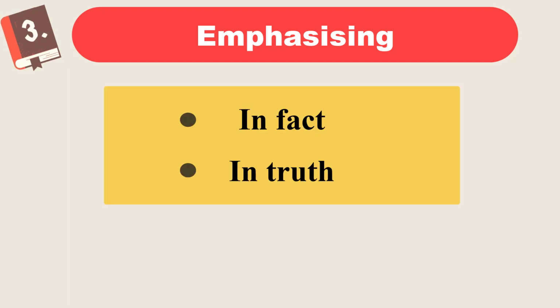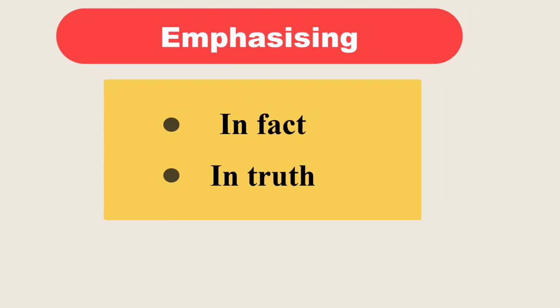Now, coming to the next list, it's rather small. Sometimes in our writings, we want to emphasize, or we want to stress on a certain point. In that case, we can use one of these two: in fact, in truth. In fact, comma, in truth, comma, and the remaining sentence. These do not change the meaning of a sentence. They just add an emphasis. They just show that we, in this particular case, want to stress on a particular point.